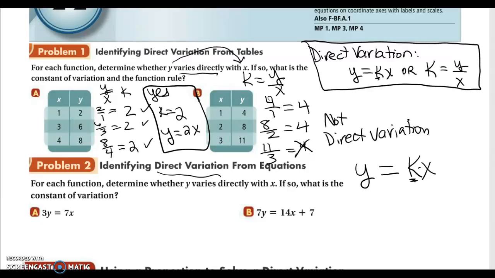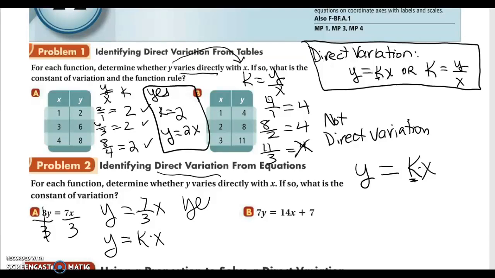So let's get y by itself in example A. In example A, we have 3 times y. To get rid of the 3, we will divide both sides by 3. When I divide both sides by 3, I'll get y by itself on the left side, and then I'll have 7 divided by 3, or 7/3 x. So right now I have some number, 7/3, times the x. This looks very similar to direct variation. In fact, it is direct variation. So yes, this is direct variation, where the k value in this example will be 7/3.